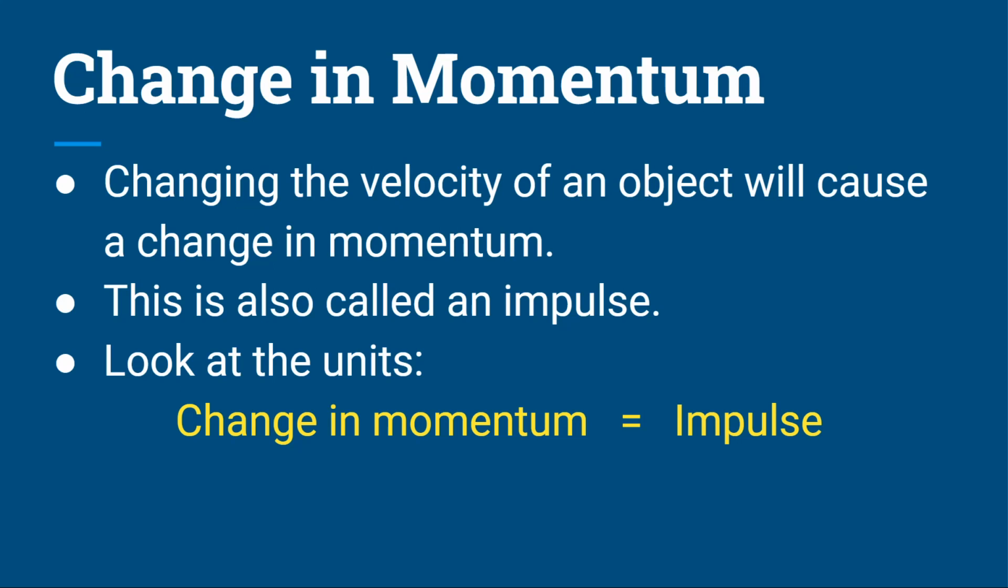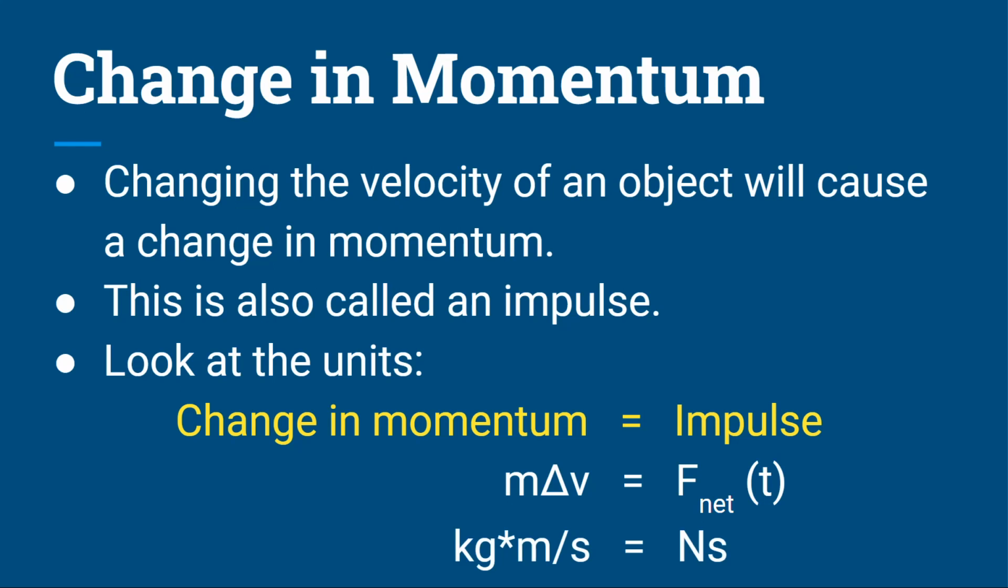Okay, so look at those units. Change in momentum is impulse. Change in momentum is mass times change in velocity. Impulse is net force times time, and we just showed that those were equal to each other. If you look at the units, your mass units are going to be in kilograms, your velocity units will be in meters per second, thus the unit for change in momentum is a kilogram meter per second, whereas force and time are in newtons and seconds, and so that is a newton second, but those are the same unit.